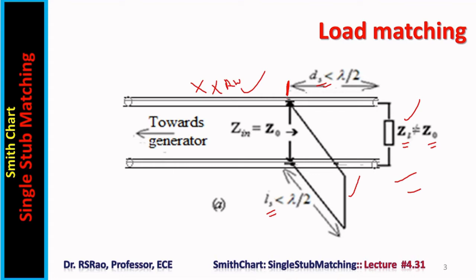The distance of the stub point from the load is less than lambda by 2. Over this small length, of course reflected wave exists, but it is small in length, hence it can be tolerated. Note, reflected wave exists over the stub also, but the length of the stub is also less than lambda by 2, so small. The major portion of the line, the main line, is without reflected wave. To that extent, a major portion is matched.